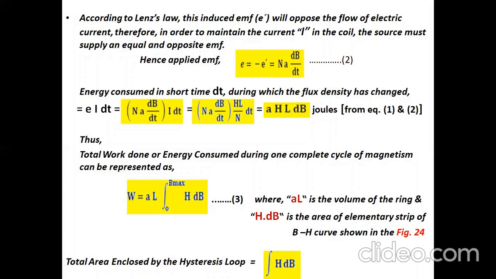Thus, total work done or energy consumed during one complete cycle of magnetism can be represented as W equals AL integration from 0 to Bmax of H dB, where AL is the volume of the ring and H dB is the area of the elementary strip of the BH curve shown in figure 24. Total area enclosed by the hysteresis loop is the integration of H dB.